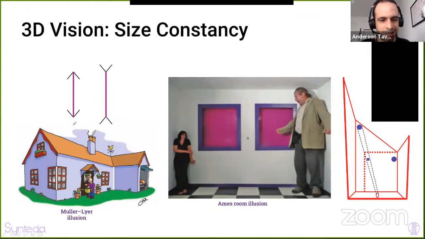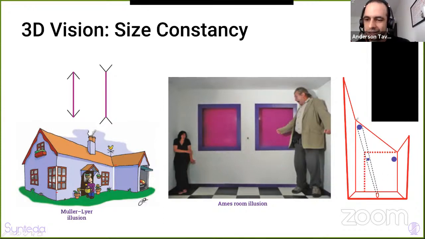Exactly, and we can see this illusion in this cartoon. If you see this white line here, it seems to be smaller than this line here, but it's the same size because of the perspective. And there's another illusion called the Ames Room illusion here.